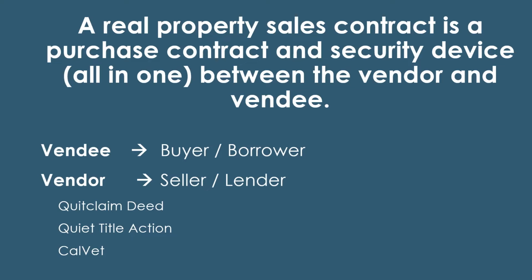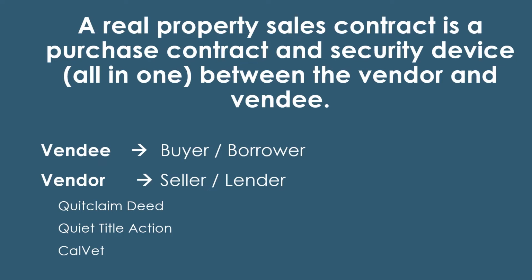Now, what happens if the vendee stops making payments? The buyers can't make the payments anymore, and the vendor would ask the vendee to sign a quitclaim deed, quitting their claim. That would remove that equitable title and move it back to the seller, who's the vendor, who then can sell it to someone else.